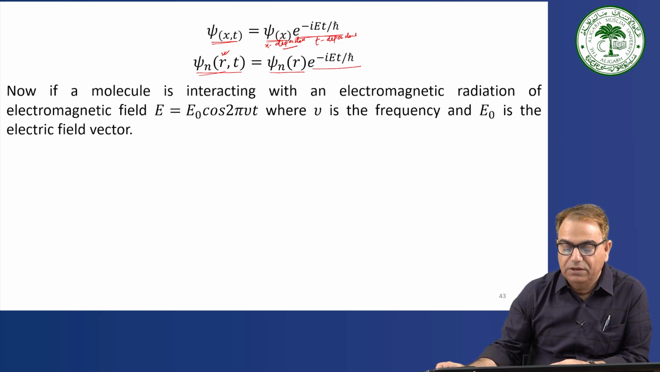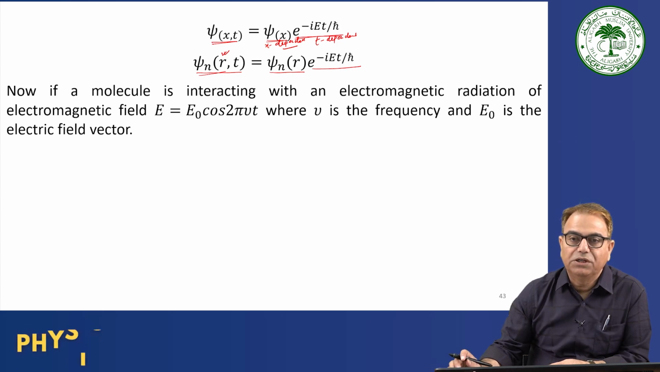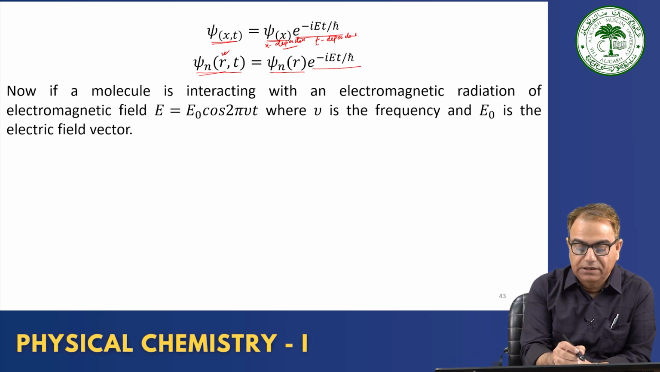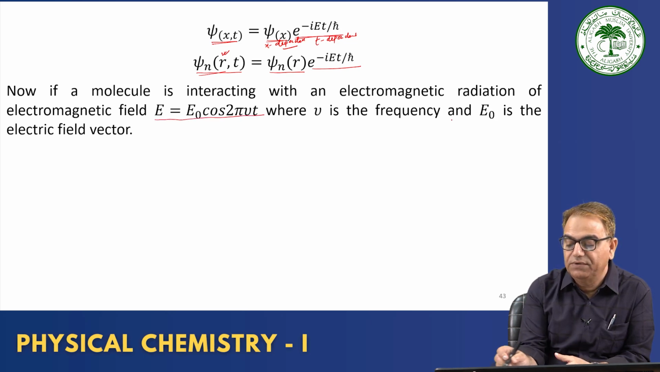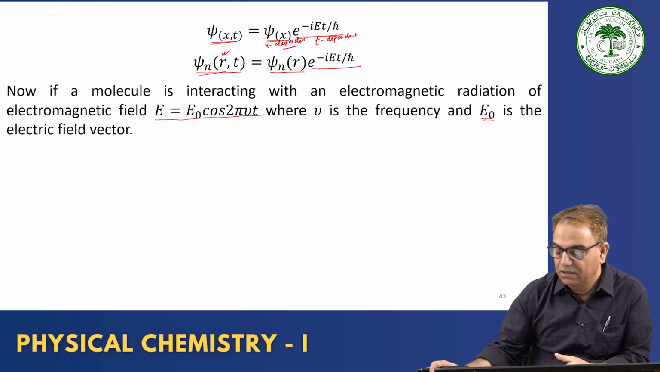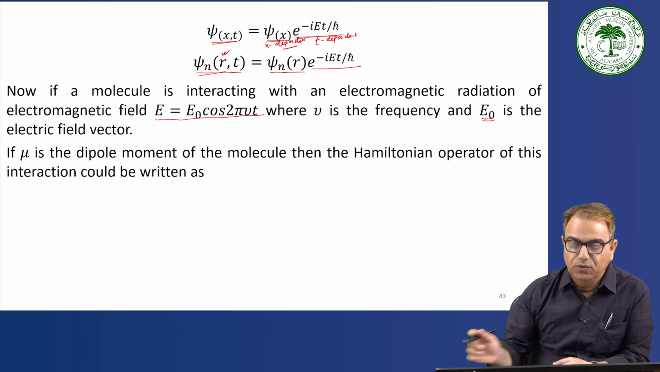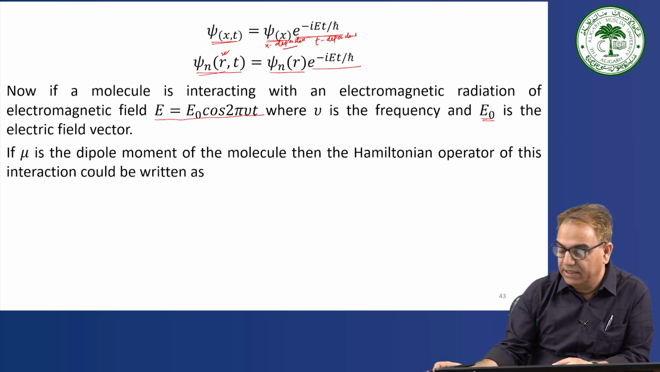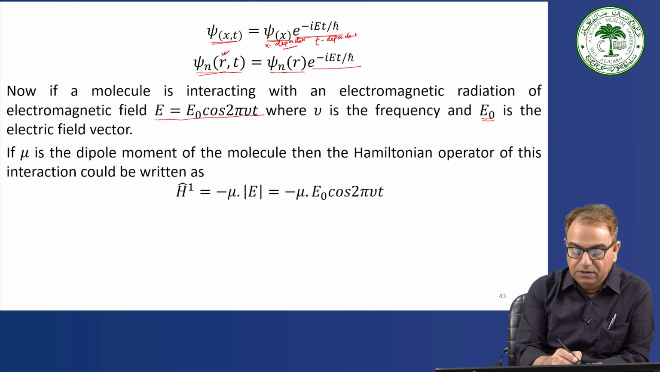So now if a molecule is interacting with an electromagnetic radiation, what will happen? In spectroscopy, you expose your molecule to electromagnetic radiation, and the electric field of this radiation is given as E naught cos 2 pi nu t, where nu is the frequency and E naught is the electric field vector. These are the normal electromagnetic equations. So if mu is the dipole moment of the molecule, then the Hamiltonian operator of this interaction could be written as this one. This is the perturbation Hamiltonian operator.